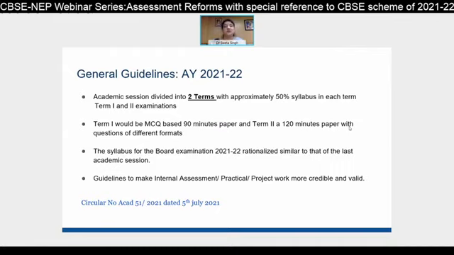The syllabus for the session for examination purposes would be rationalized just like last year. Besides that, guidelines to make internal assessment and practical and project work more credible and more valid have also been released by the board. Let's go to the next slide.